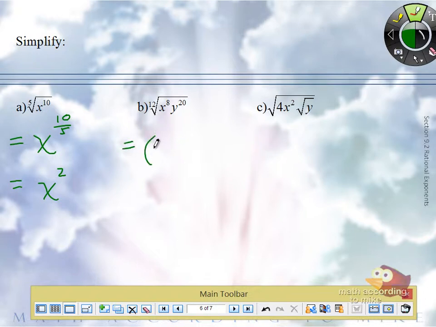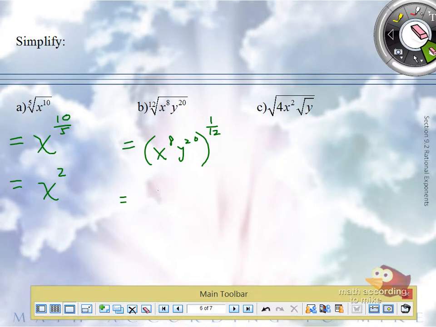this will be x to the 8th, y to the 20th, raised to what power? 1 over 12. But now we have a product to a power. So each term of that product receives that power.